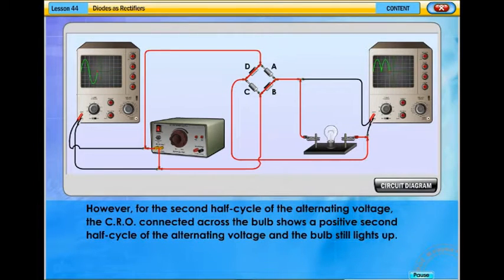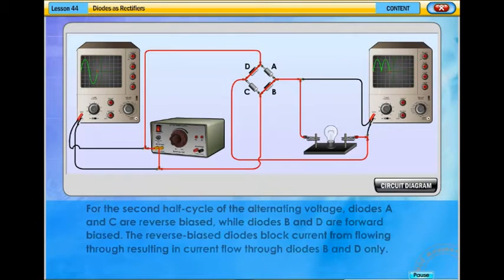However, for the second half cycle of the alternating voltage, the CRO connected across the bulb shows a positive second half cycle of the alternating voltage, and the bulb still lights up. Why? For the second half cycle of the alternating voltage, diodes A and C are reverse biased, while diodes B and D are forward biased. The reverse bias diodes block current from flowing through, resulting in current flow through diodes B and D only.